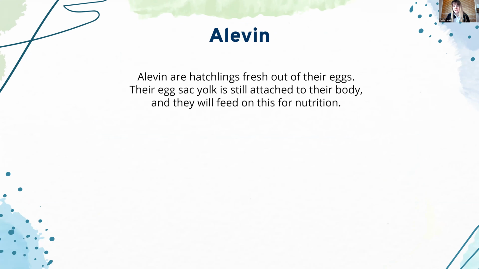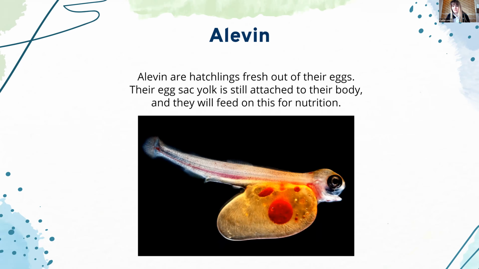So the first one is alevin. Once our trout hatch, they are known as alevin, which is the hatchling stage, and they're fresh out of their eggs. Their egg sac yolk is still attached to their body, and they're going to feed on this for nutrition. So if you have a tank, you might notice that right around today or tomorrow, a lot of the eggs might be hatching, especially if you live in the northern region where we just delivered a lot of those eggs.